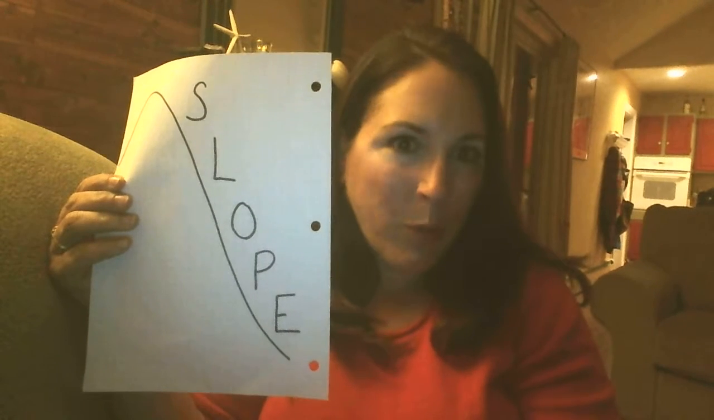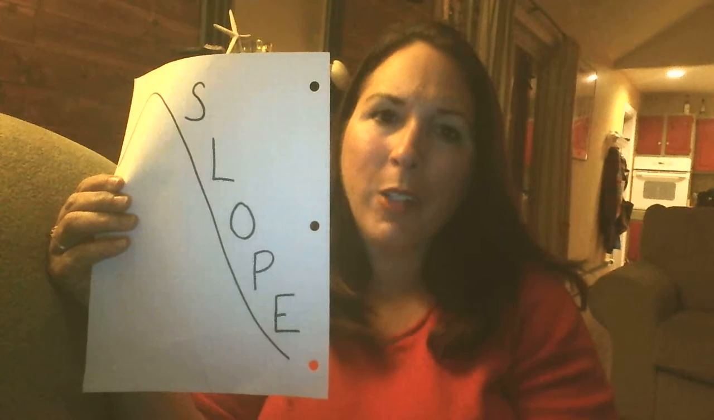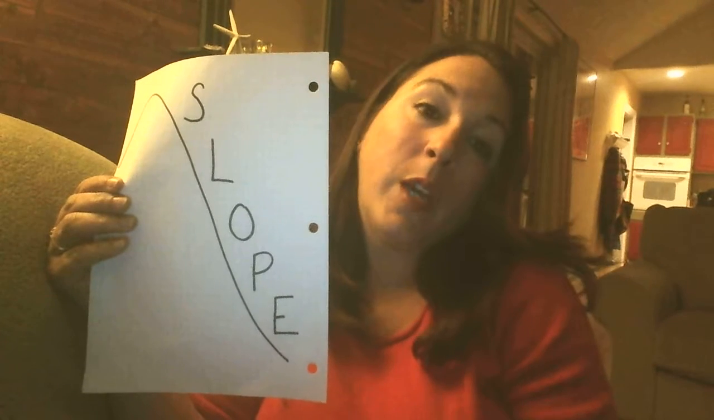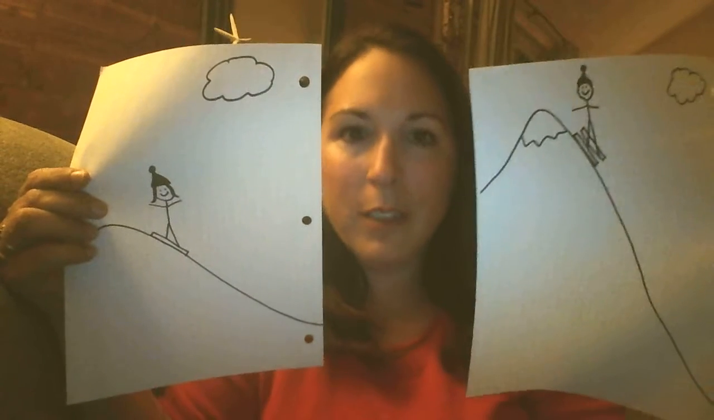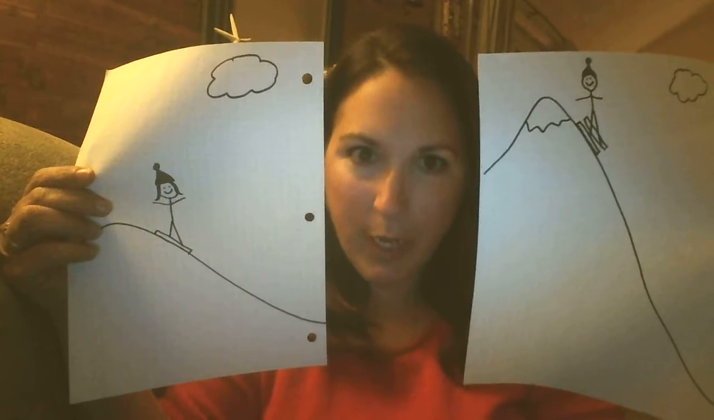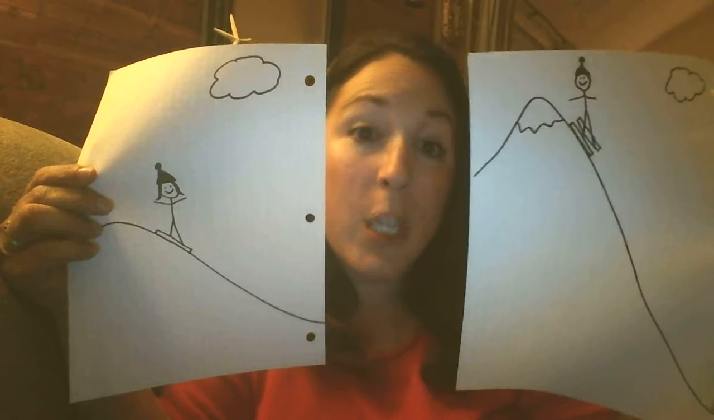Now, in real life, when we say the word slope, we're usually not talking about math. We're usually talking about something like skiing. So I drew a couple of friends to help us out. Here are my two friends, and they're going skiing for the day. And they're on two different slopes.